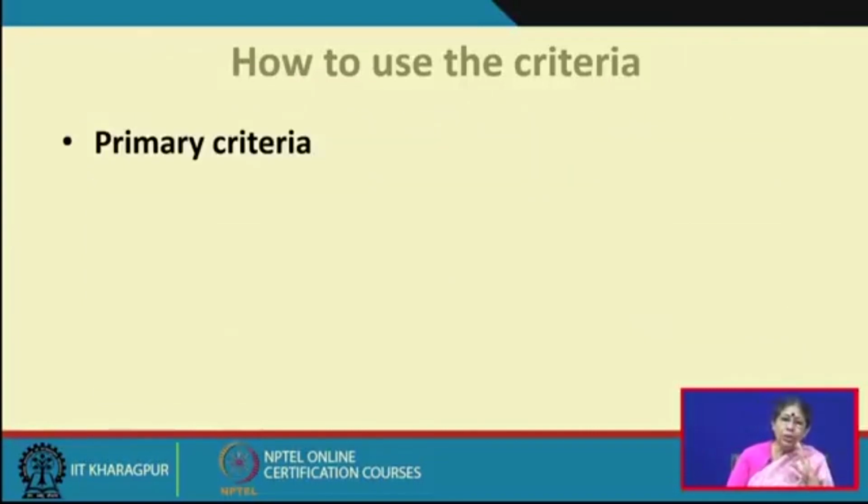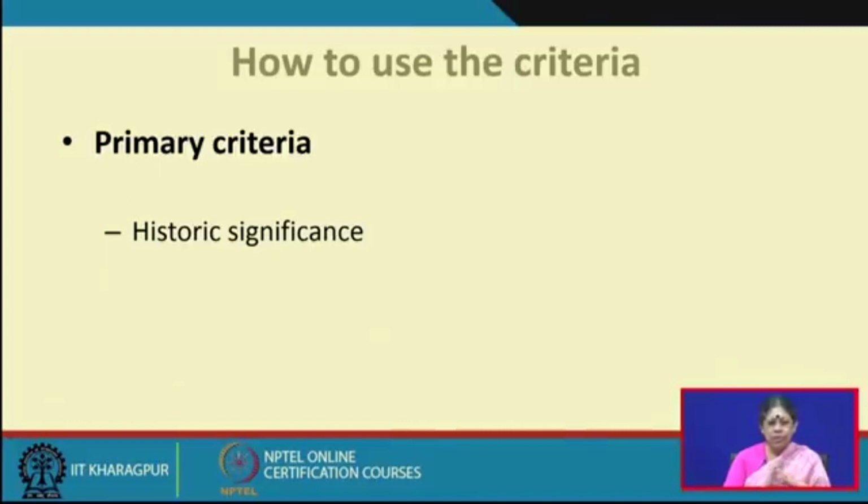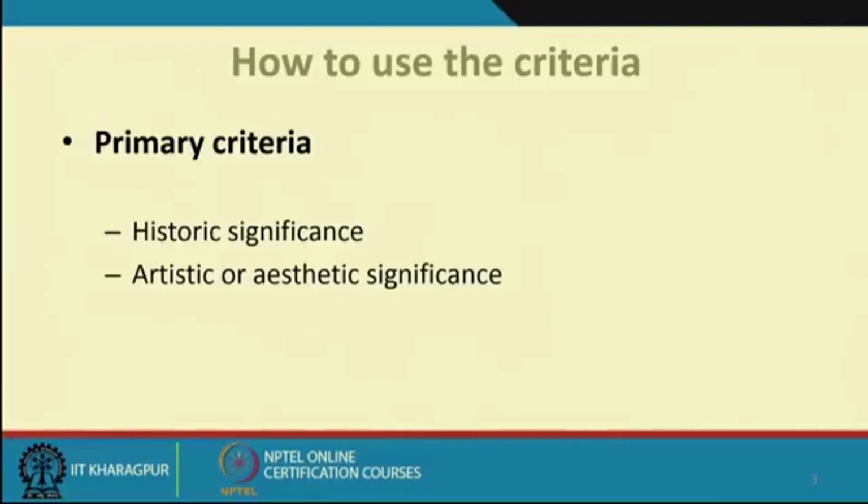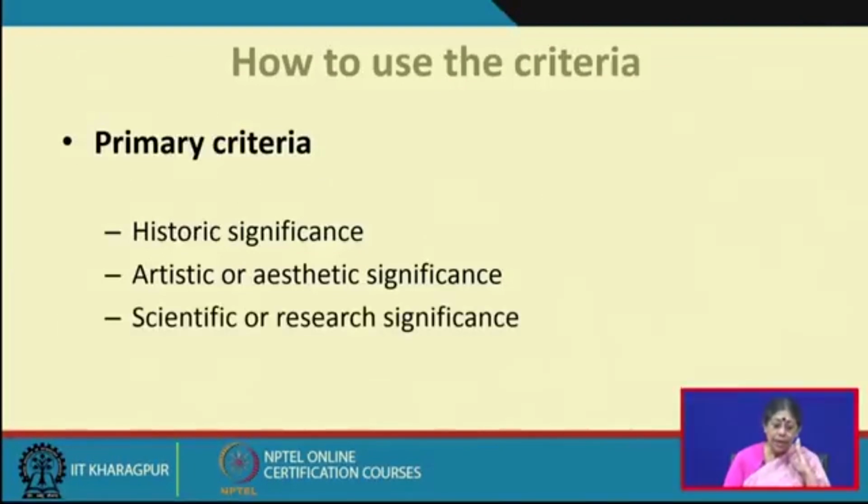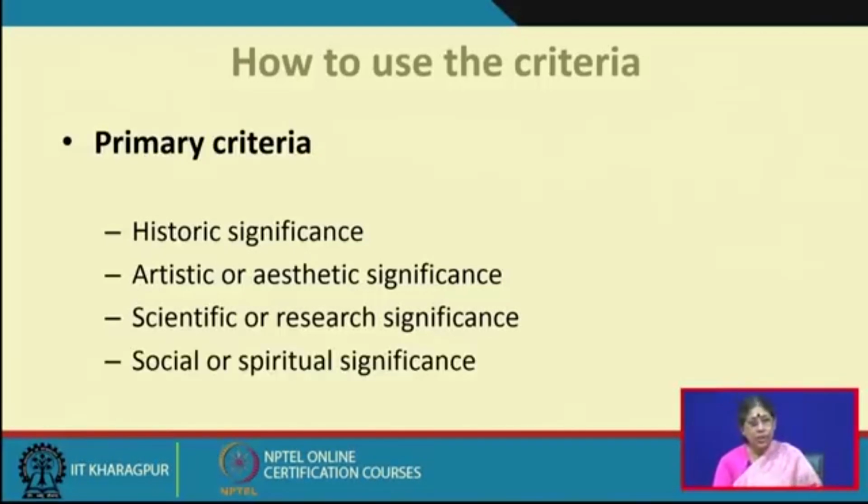Now, while we do that, there are primary criteria and there are comparable criteria. So, let us see what the primary criteria are. We have discussed primary criteria with various examples. It can be historic significance, artistic or aesthetic significance, scientific or research significance, and social or spiritual significance. Many times these are the broad categories of the primary criteria, which can contribute to the significance and values, either only one of them or a combination of them.